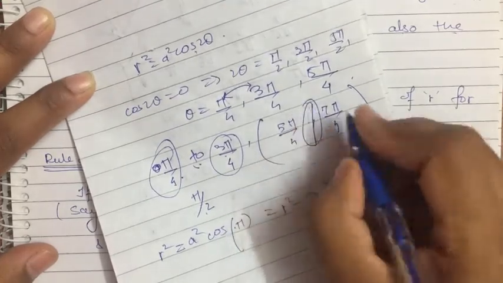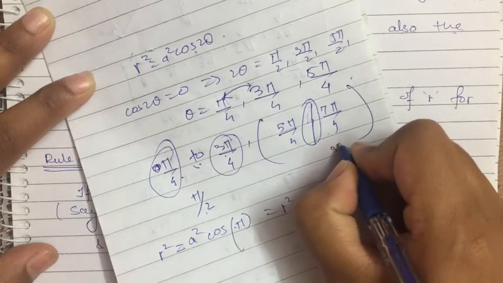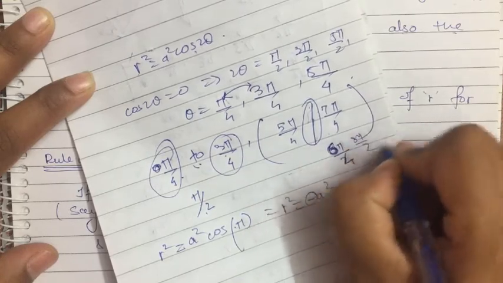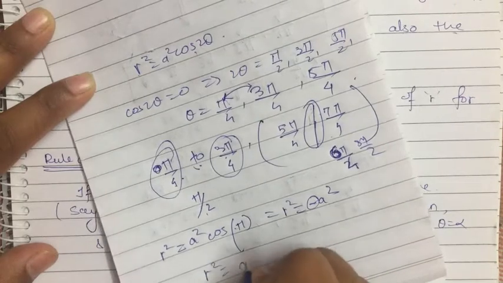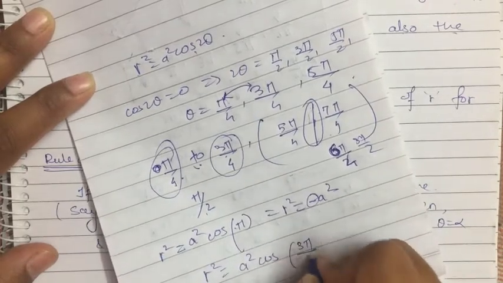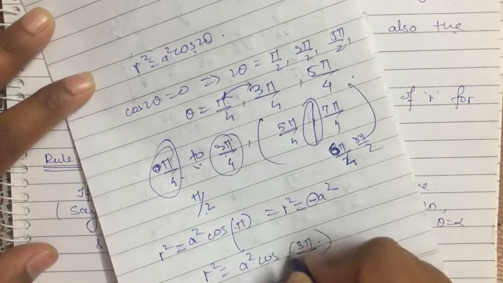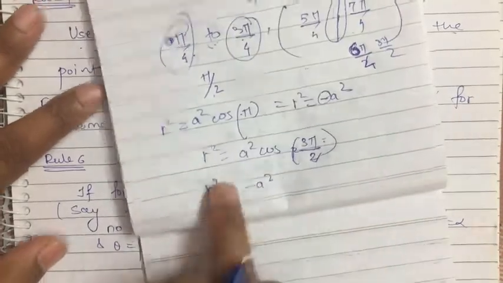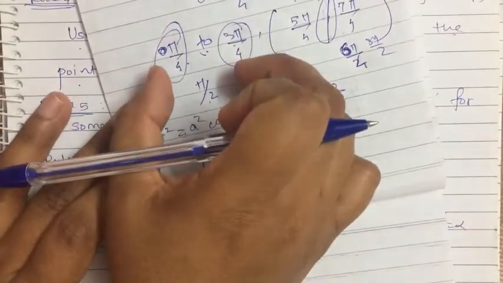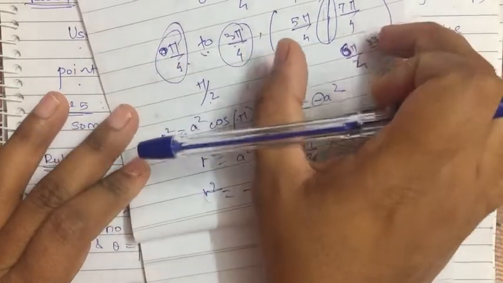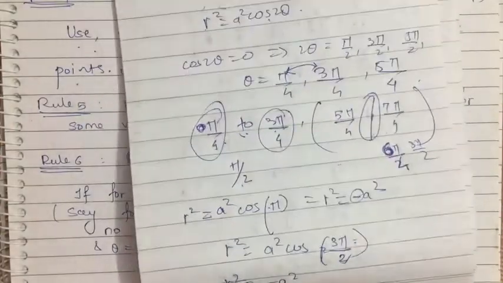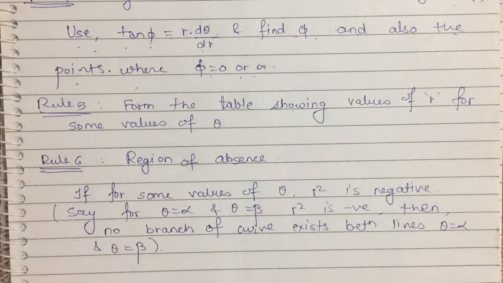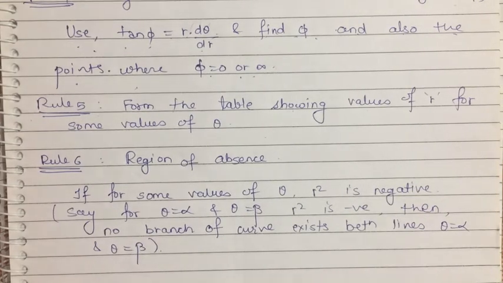Now let us check for this one. Let us take the value 3 pi by 2, that is 6 pi by 4. So r square is equal to a square cos of 3 pi by 2 into 2. The 2 cancels, cos of 3 pi is again minus 1, so this is minus a square. So again r square becomes minus a square. That means between pi by 4 and 3 pi by 4 and between 5 pi by 4 and 7 pi by 4, the curve does not exist, so that will be the region of absence. So this is how we have 5 rules to draw the polar curves.